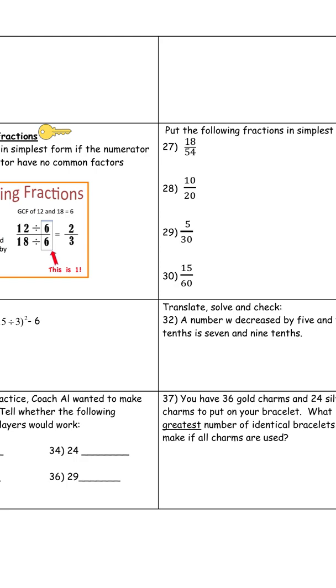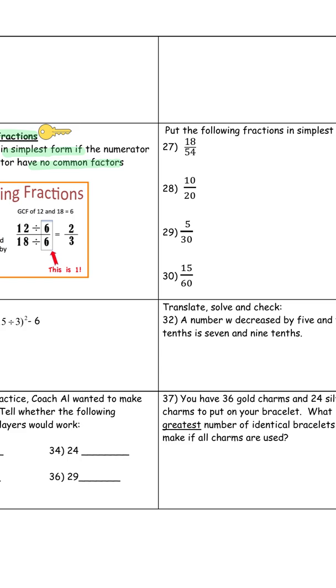Finally, on our last page, simplifying fractions. A fraction is in simplest form if the numerator and denominator have no common factors except for 1. So here are the steps for simplifying fractions. Step 1, find the GCF. Step 2, divide the numerator and denominator by that GCF.